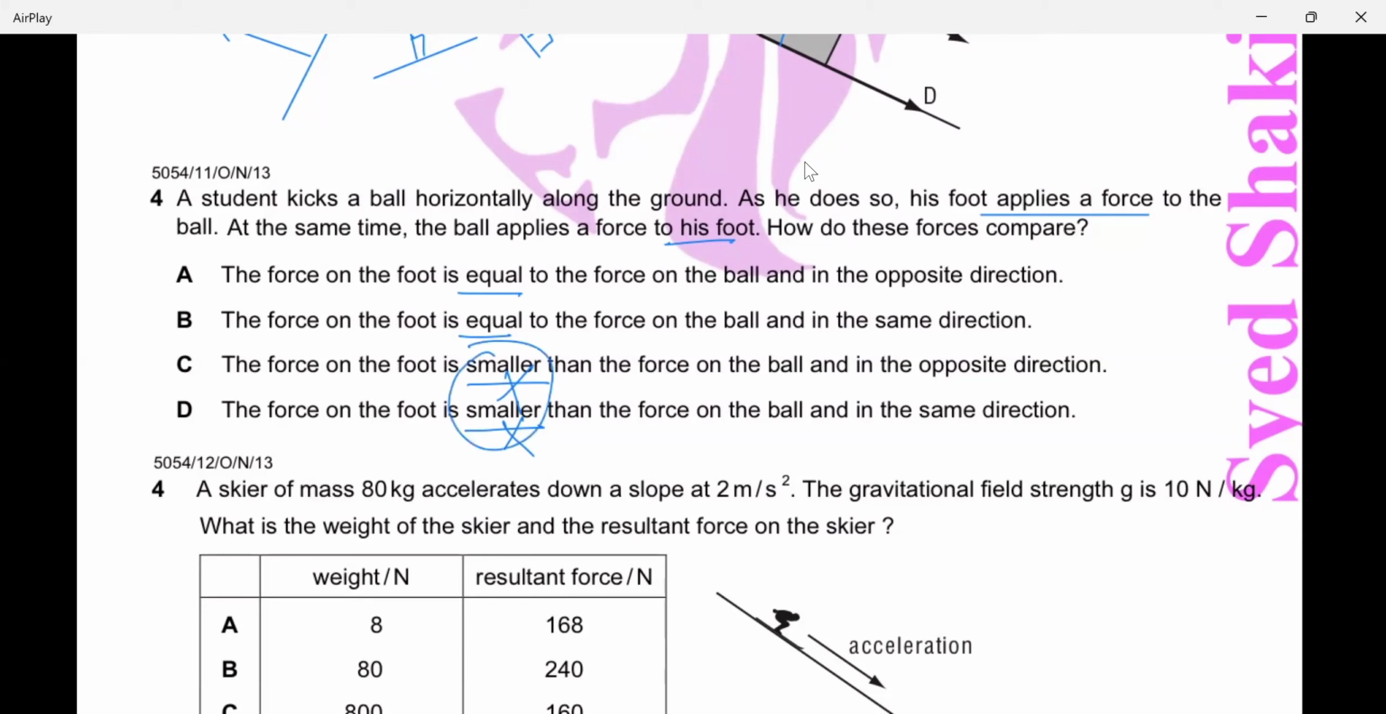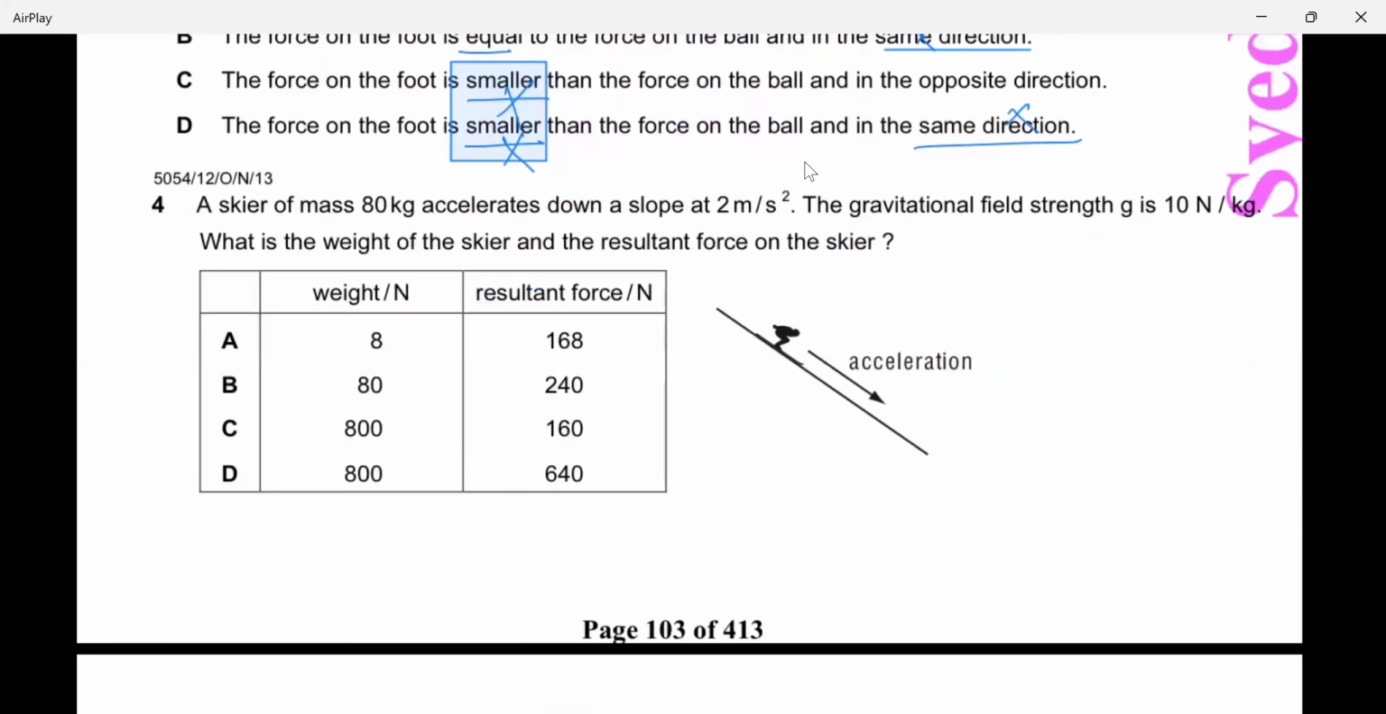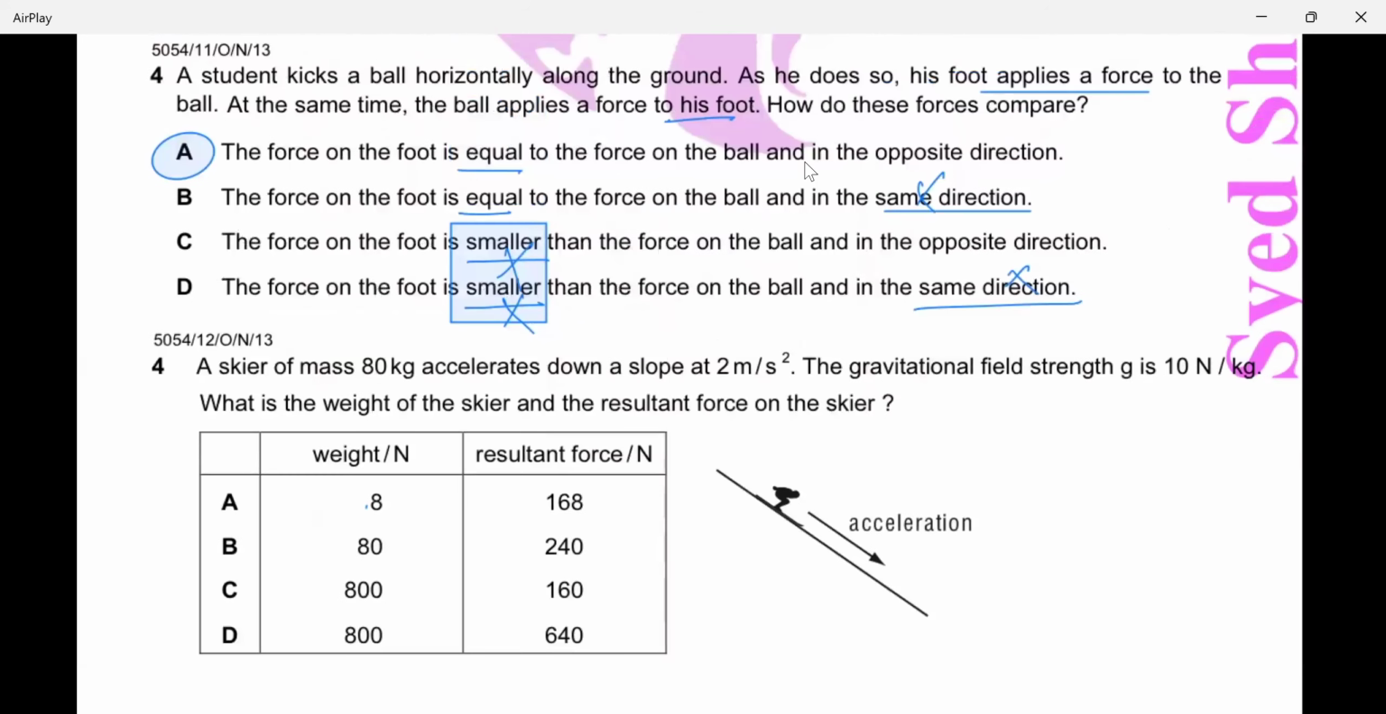Smaller cannot be an option for Newton's third law, right? So A or B में से कोई है, and it cannot be in the same direction. Same direction वाला option भी गलत हो गया. So the only option left correct is A. Force on the foot is equal to the force on the ball and in the opposite direction. Yeah, both forces applying to each other are equal, but they are not acting on the same body.